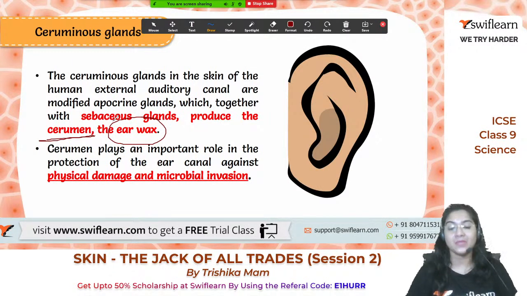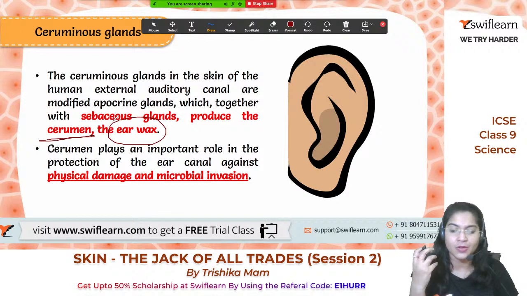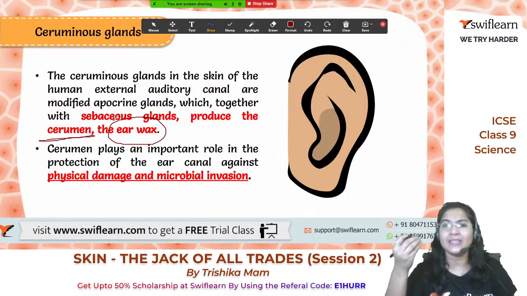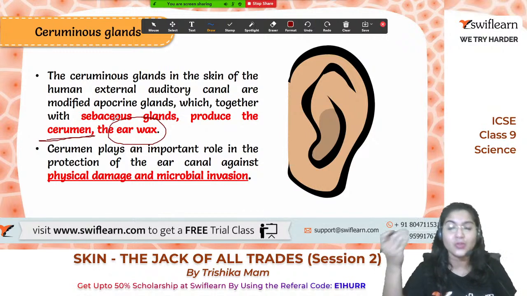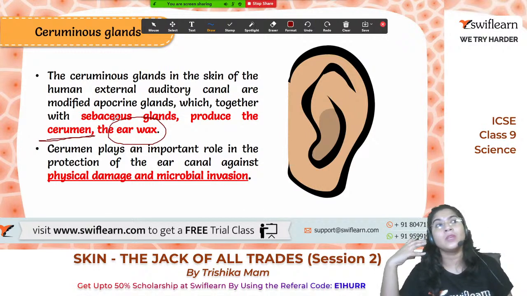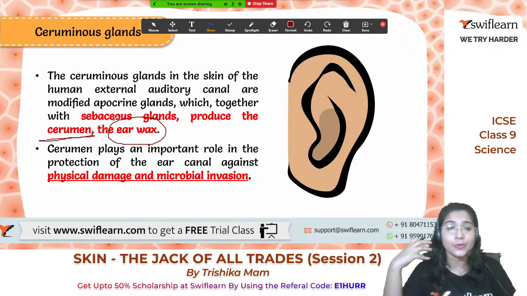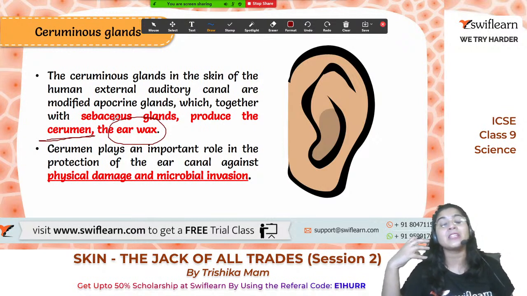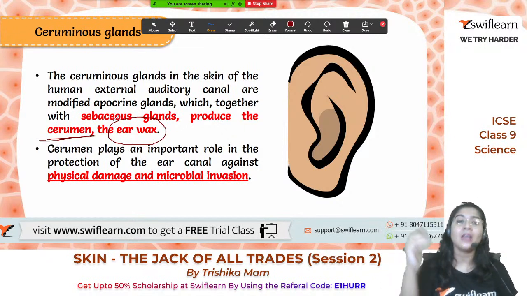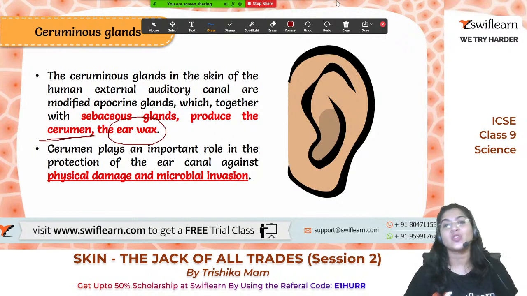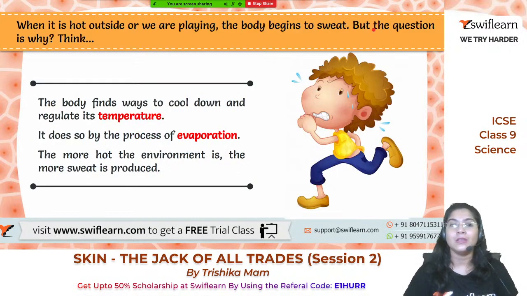We sometimes see that if there is any infection within our ear, some semi-solid liquid-like thing comes out, right? That is known as the ear wax. It also prevents the ear from drying up. It also protects the ear from any sort of mechanical injury or physical damage, or we can also say any sort of microbial invasion. So this is the gland which is present within the ear.